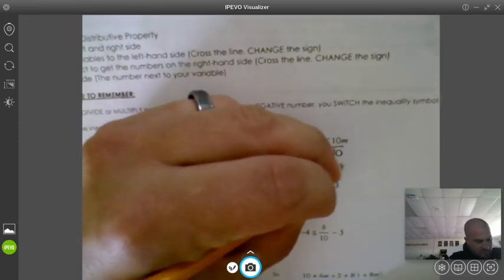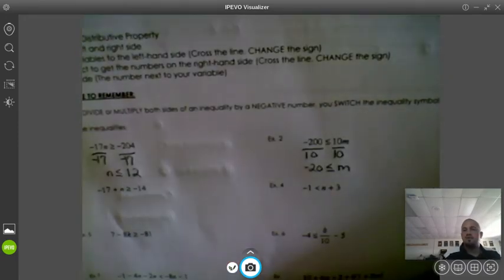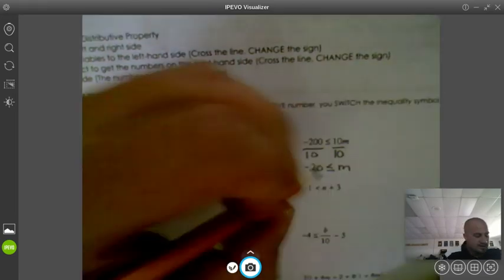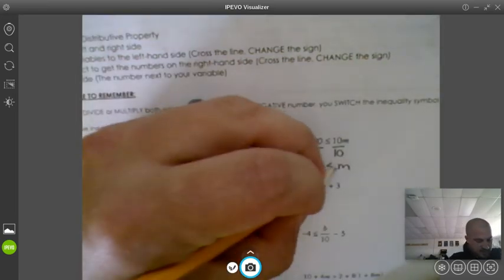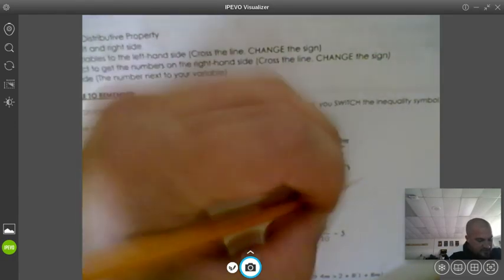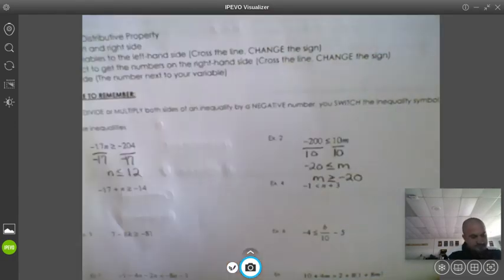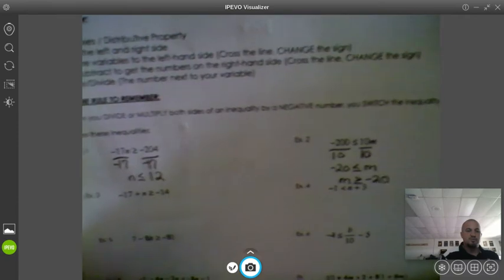Now, my variable is on the right side, so I want to move it over to the left, right? So I'm going to say m, and look at the way it was pointing, is greater than or equal to negative 20. That's example 2.